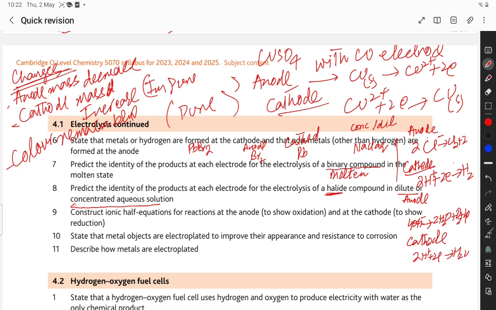But in the case of concentrated solution, the anode product will be chlorine gas. For example, if chloride ion is present or bromide ion is present, let's say bromide ions are present, 2Br⁻ forms bromine gas plus 2 electrons, and the cathode will again be hydrogen.